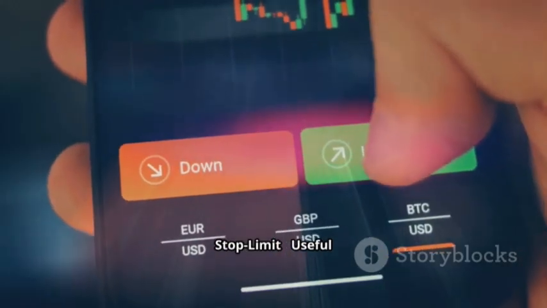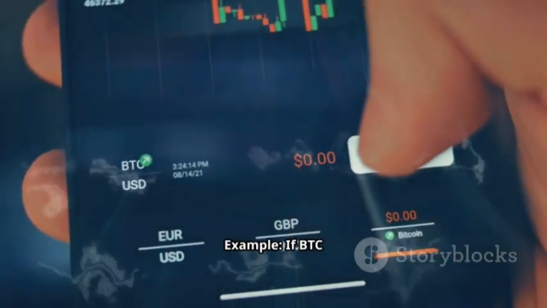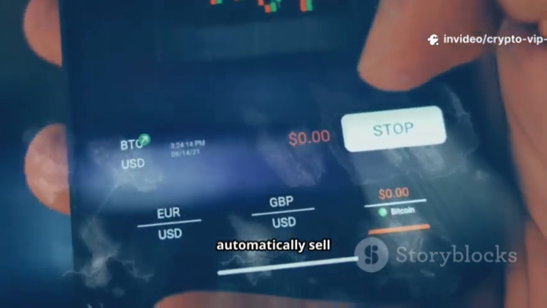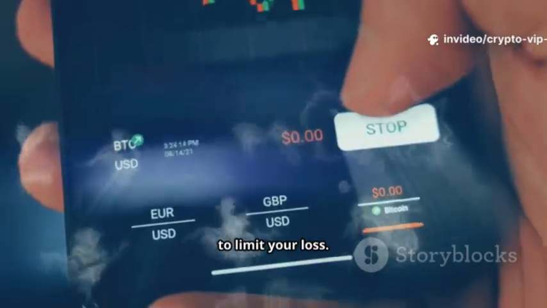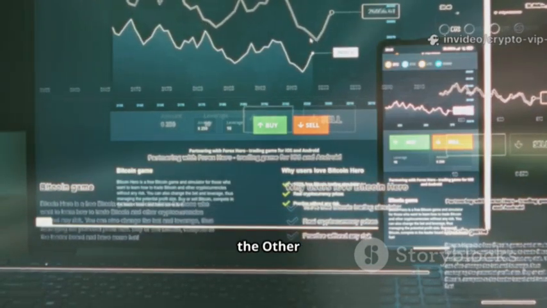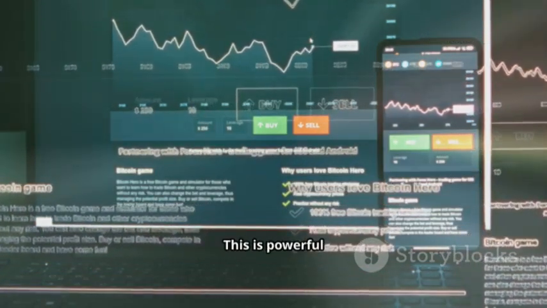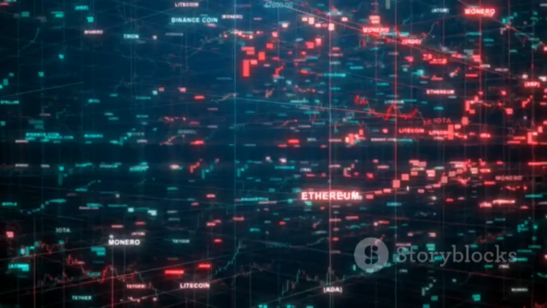Stop limit. Useful for stop-loss protection. Example, if BTC falls to $26,500, automatically sell to limit your loss. OCO, one cancels the other. Combines take profit and stop loss in one order. This is powerful for automation and discipline.